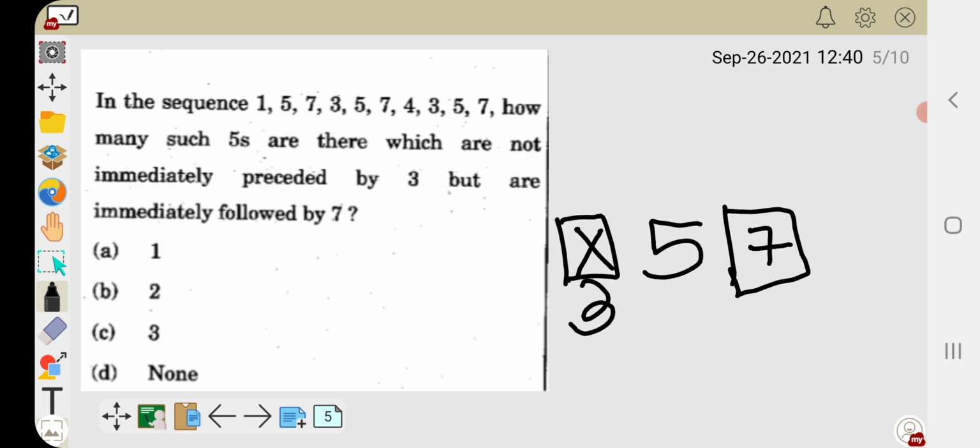So this is 1, this is 5, this is 5 and this is 5. Now we will check how many 5s are satisfying our case. So in case of this 1 5 7, it is not 3, so this is right.